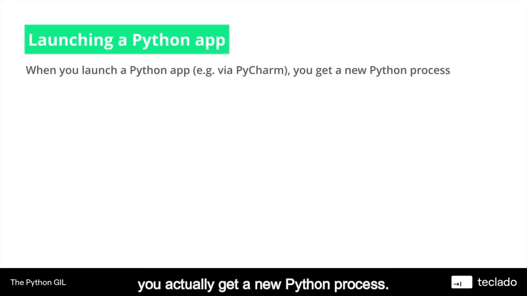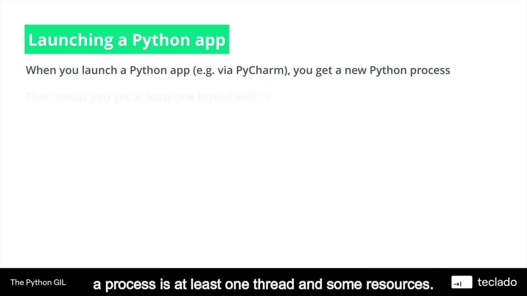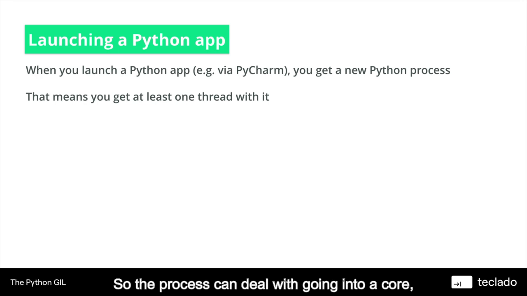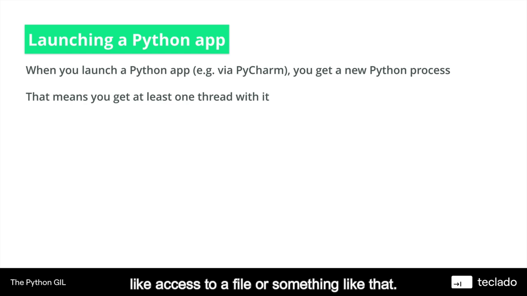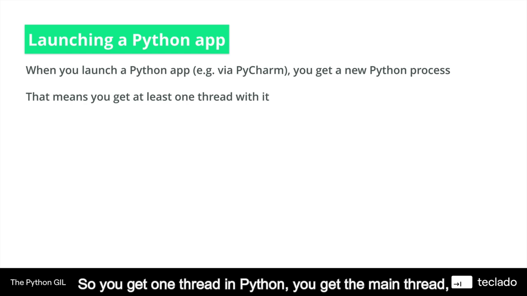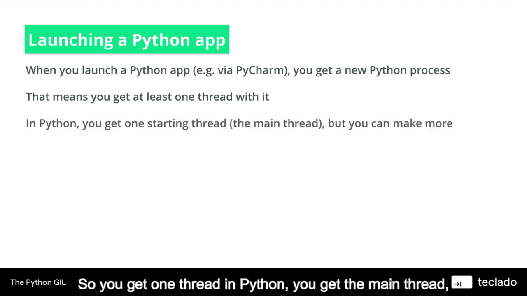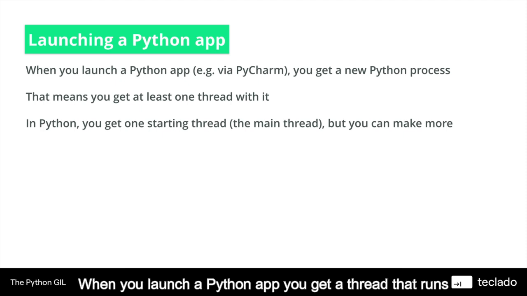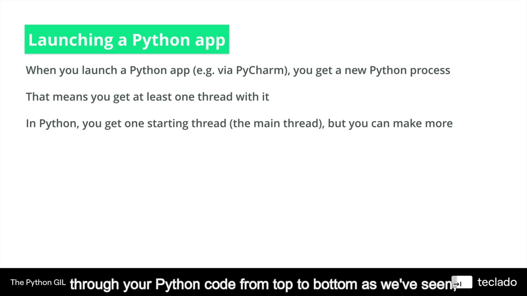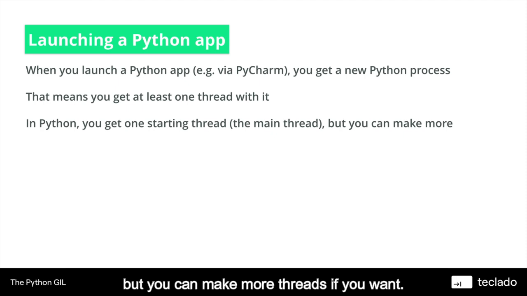So when you launch a Python app, you actually get a new Python process. We know now what a process is. A process is at least one thread and some resources. So the process can deal with going into a core, coming out of the core, reserving some resources it needs, like access to a file or something like that. So you get one thread in Python, the main thread, but you can make more threads if you want. When you launch your Python app, you get a thread that runs through your Python code from top to bottom, as we've seen, but you can make more threads if you want. We're going to look at how you can do that.